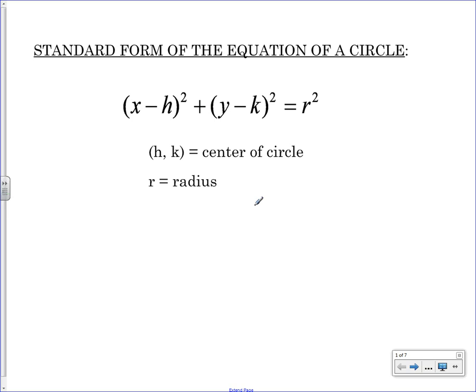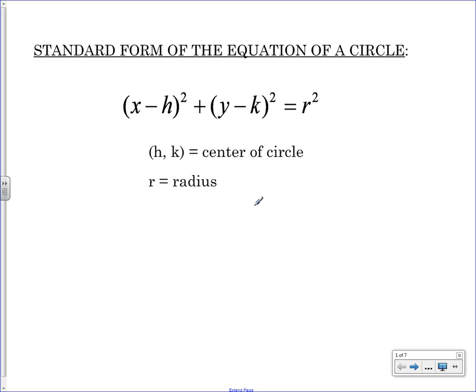10-8, equations of circles. So in any math class, whenever you graph things, they make a certain shape, I guess you could say. So you guys are pretty used to probably graphing lines and parabolas. That's probably the only things you've graphed on a consistent basis before geometry. So today we're going to graph a circle.